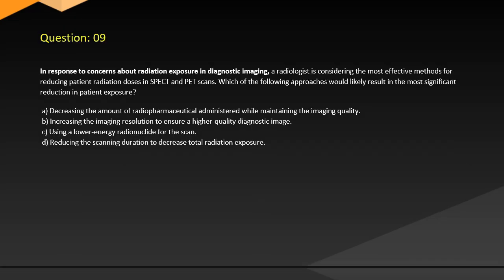Question 9. In response to concerns about radiation exposure in diagnostic imaging, a radiologist is considering the most effective methods for reducing patient radiation doses in SPECT and PET scans. Which of the following approaches would likely result in the most significant reduction in patient exposure? A. Decreasing the amount of radiopharmaceutical administered while maintaining the imaging quality. B. Increasing the imaging resolution to ensure a higher quality diagnostic image. C. Using a lower energy radionuclide for the scan. D. Reducing the scanning duration to decrease total radiation exposure.